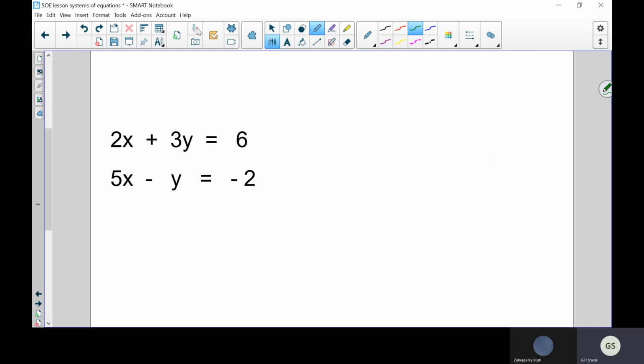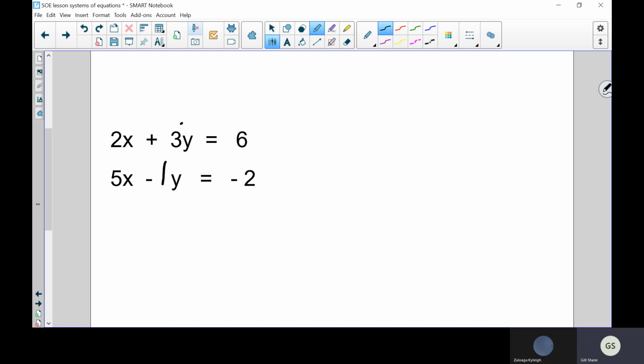Is there a number I can multiply times 1 to get to 3? Yes, 3 times 1 is 3. I need to multiply something times 1, so I could multiply 3 times the 1 and get to the 3. So that's what I'm going to do. I need to multiply 3 times this 1 so that these numbers match up.